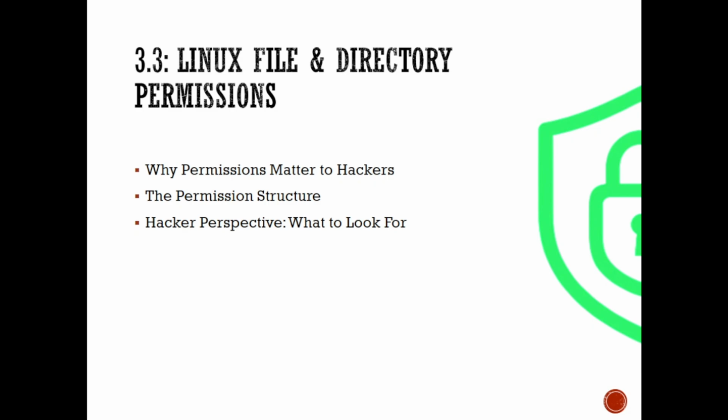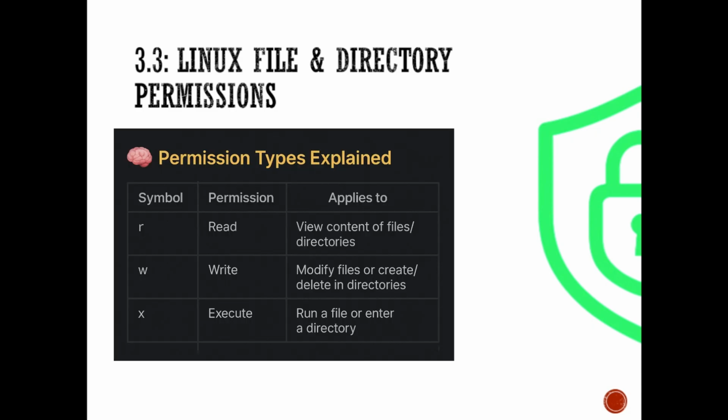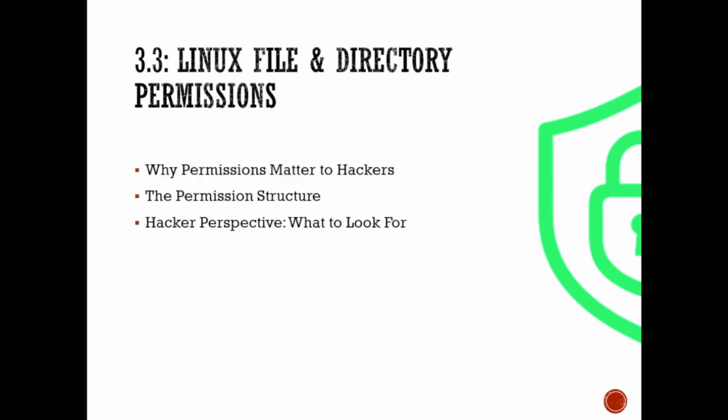Permission types explained. Symbol, permission, applies to. r: read, view content of files or directories. w: write, modify files or create and delete in directories. x: execute, run a file or enter a directory.